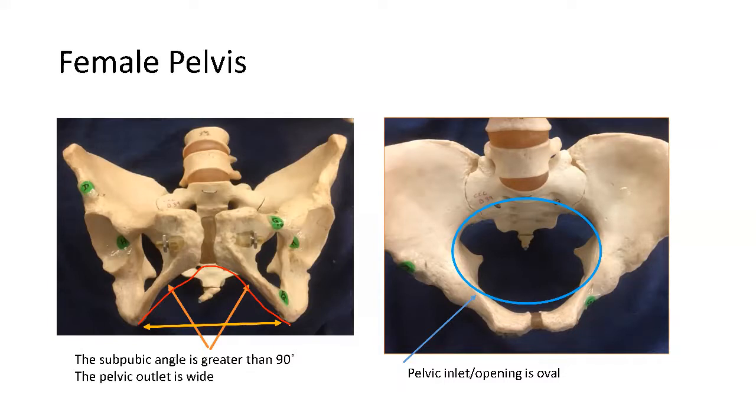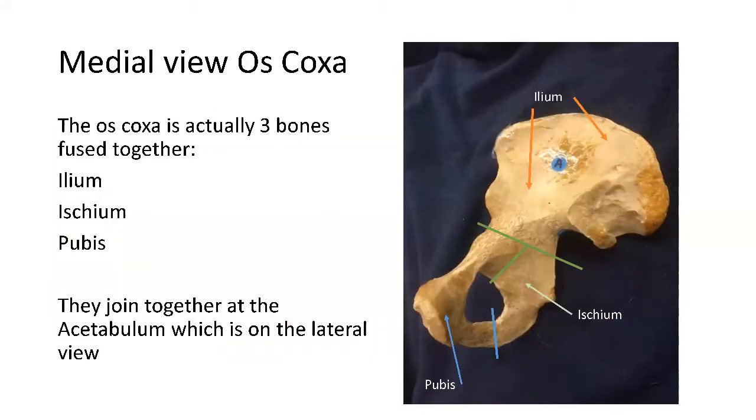There's definitely room for childbirth because all of the differences are based on childbirth. Let's look at the Os Coxa. Os Coxa literally means the bone of the hip. Os meaning bone, coxa meaning hip.